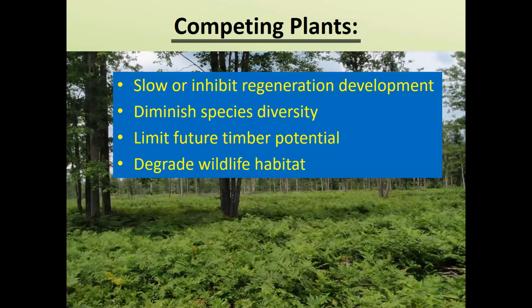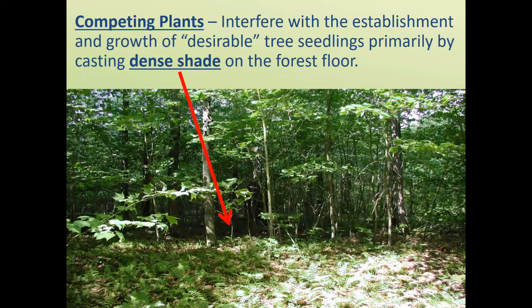Looking at this issue, we tend to really focus on competing plants and regeneration development. They interfere with the establishment and growth of desirable tree seedlings, and most of the research focused on the fact that they cast dense shade on the forest floor. You can see in this image that this is primarily striped maple and beech brush. In the background, where the arrow's pointing, you can see the dense shade on the forest floor. In the foreground, you see some fern. The fern hasn't really developed yet, but I'll show you that in the next slide.